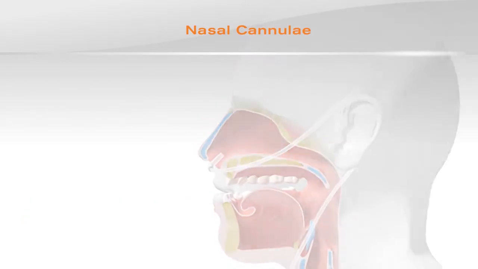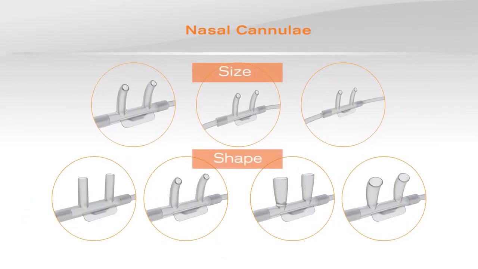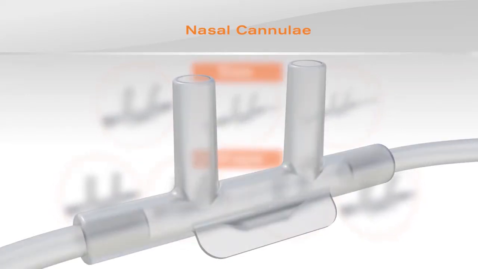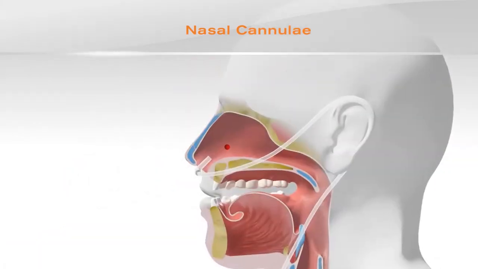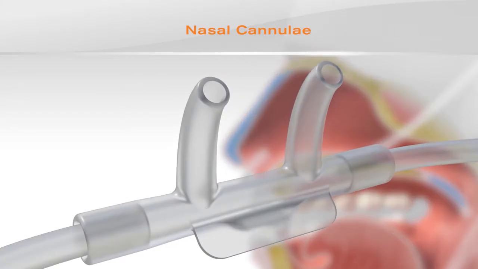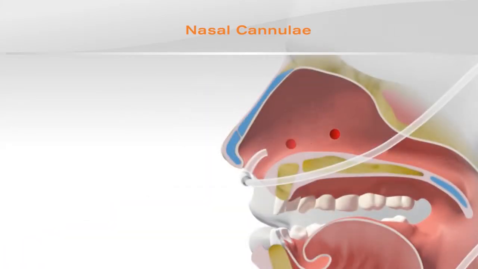There are various sizes available for adults, paediatrics and neonates, and a variety of prong shapes are also available to suit varying circumstances. Straight prongs are the original design, and these are still the most frequently used in hospitals. Curved prongs are designed to direct the flow of oxygen posteriorly rather than upward towards the frontal sinuses.